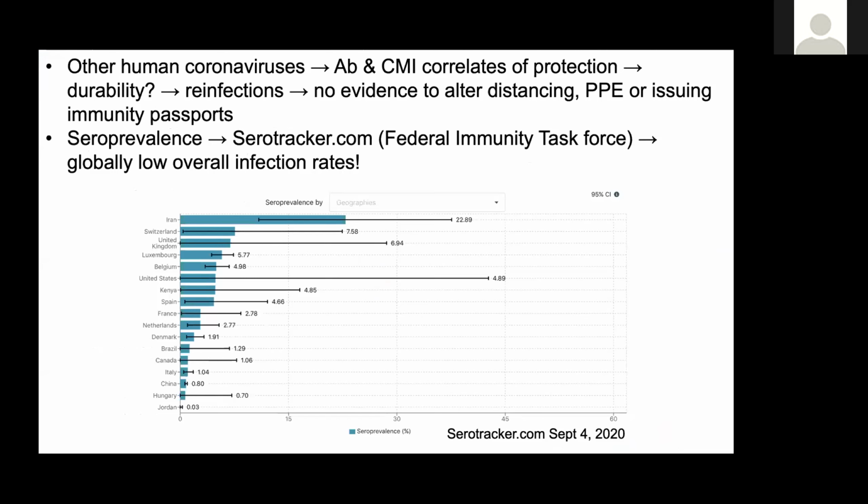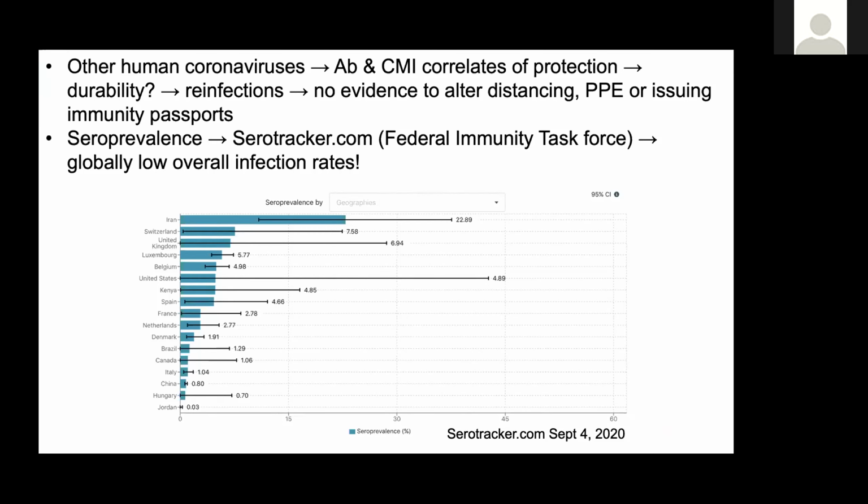If you look at other human coronaviruses, there's good evidence that antibody and cell-mediated correlates of protection exist. And the big question is, what is the durability in relation to COVID-19? And I've mentioned that there are reinfections. So you're sort of stuck at this time that based on the scientific evidence, you don't have evidence to alter the distancing. You don't have evidence to change the personal protective equipment. And this notion of issuing an immunity passport, that passport may not be worth the paper it's written on.